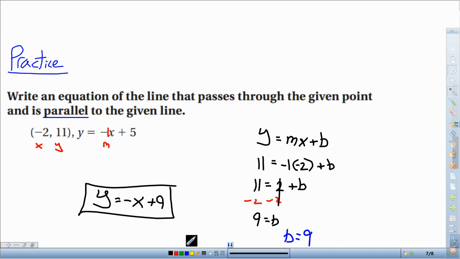All right, so yeah, those problems, they're simple once you kind of realize what it's asking, but it's a little tricky to know, okay, this 5 here, I'm ignoring that. That's the y-intercept of this other line. I'm trying to figure out the y-intercept of my parallel line.